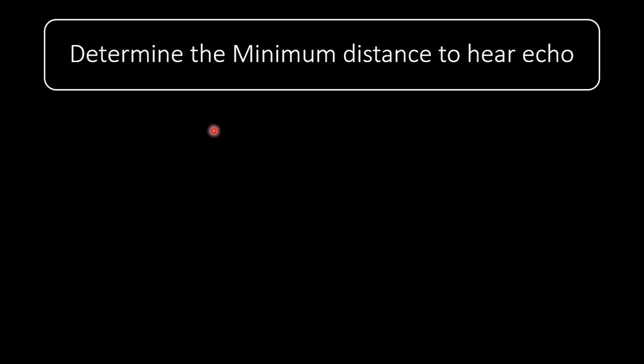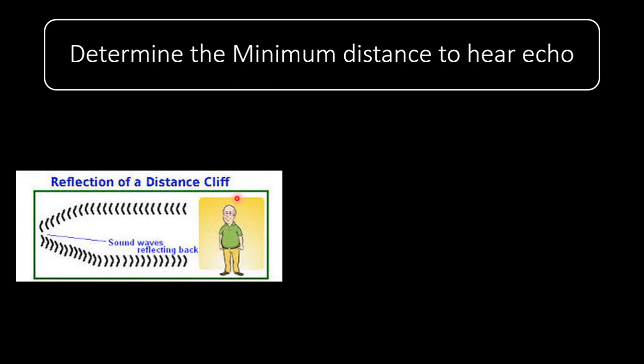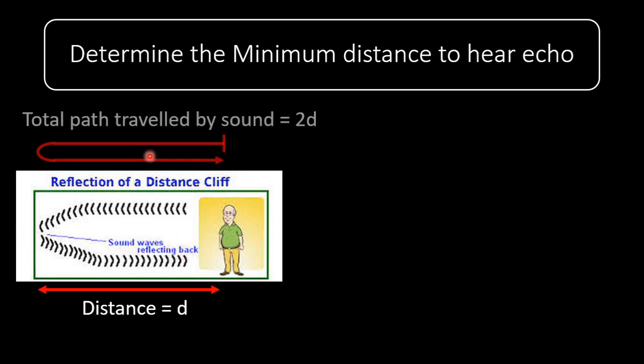Now we will determine an equation to find the minimum distance to hear echo. Let's assume that a person is standing in front of a cliff, a solid barrier surface. He is producing a sound, and this sound reflects back to him. Let's assume the distance between the cliff and the person is d. So the sound will hit the barrier surface and then come to the hearer. So the total path traveled by the sound is twice d.